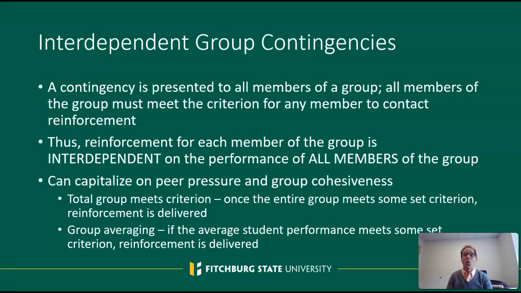Now this allows for an example, if you've got 20 students in the class, for 10 of them to complete the entire worksheet and the other 10 to only complete 8 out of the 10 questions, because that would average out to 90% and everybody gets recess. So we can use the interdependent group contingencies in either of these ways, total group meets criterion or group averaging.